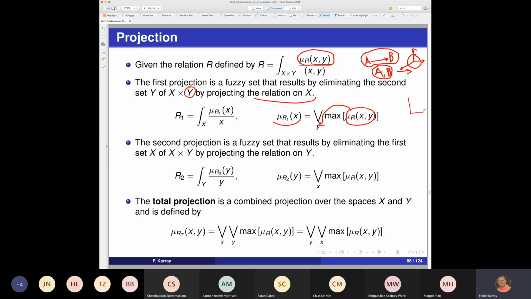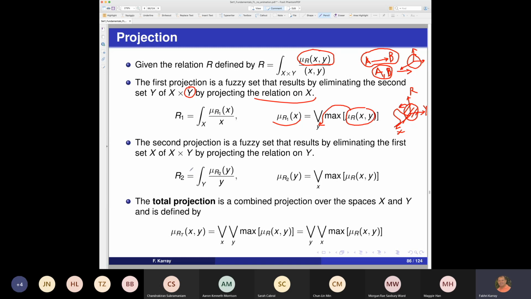So again, if we have something here, this is x, this is y, and this is the relation here. If the relation is denoted by these particular blobs, then we are going to project this relation onto x by taking, at every slice, the maximum of that relationship out of all the y's, and we project it as a membership function onto x. So it's going to provide us a projection onto x.